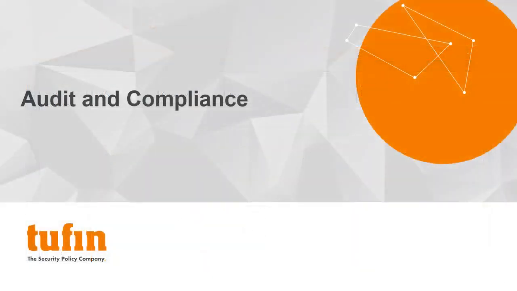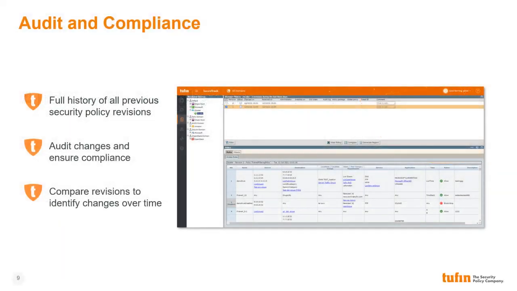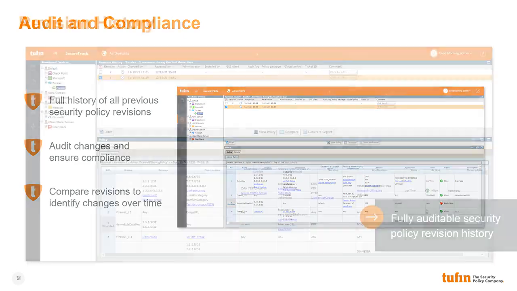In addition to visibility, Tufin provides an array of audit and compliance capabilities to ensure enterprises maintain a state of continuous compliance and full auditability. Each time a change occurs, Tufin records a new revision of the policy, maintaining a complete history of the policy base as it evolves over time. As we'll see, Tufin also allows users to compare policy revisions to quickly identify changes over time.